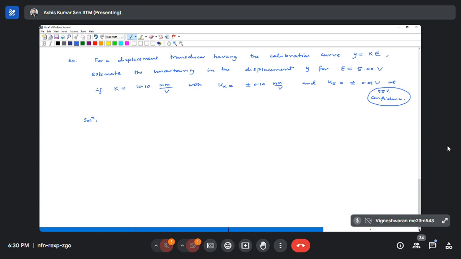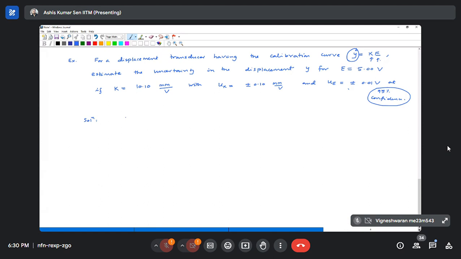In a displacement transducer, you basically read the voltage output and there will be a calibration constant, and depending on the voltage output, you predict the displacement. So here the calibration constant has an uncertainty, the voltage measurement has some uncertainty, and you are trying to find how these uncertainties propagate, and that gives you some uncertainty in the value of displacement measurement. That is the problem.